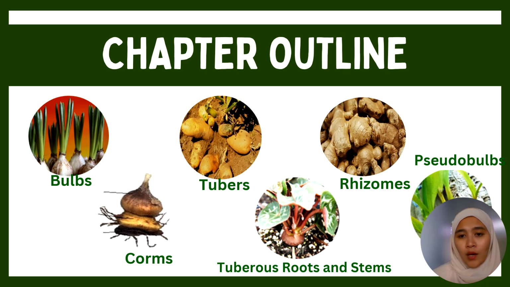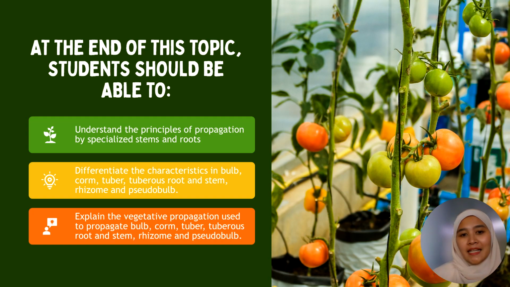Here's an overview of what we will cover in this chapter. We will look at 6 specialized plant structures, namely bulbs, corms, tuberous roots and stems, rhizomes, as well as pseudobulbs. By the end of this chapter, you should be able to understand number 1, the principles of propagation, number 2, differentiate the characteristics of each structure, and number 3, explain how they are used in propagation techniques.